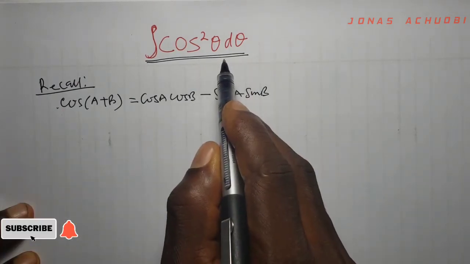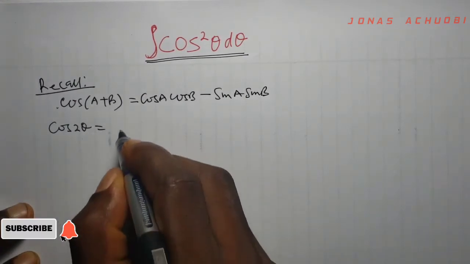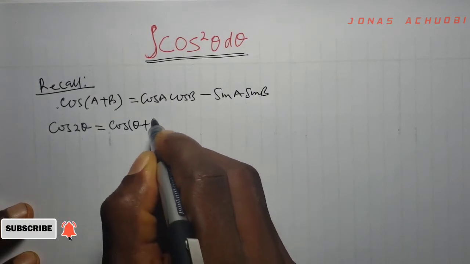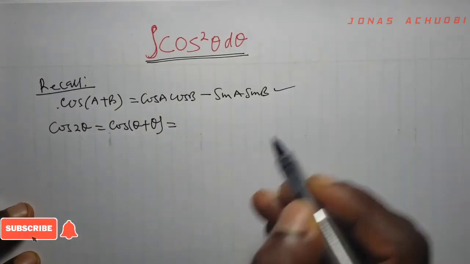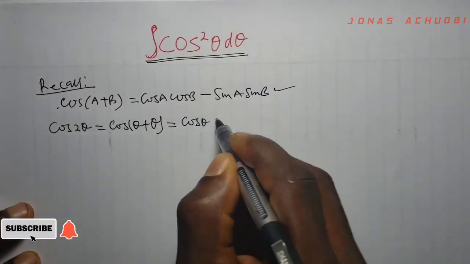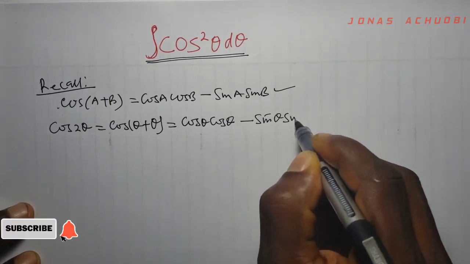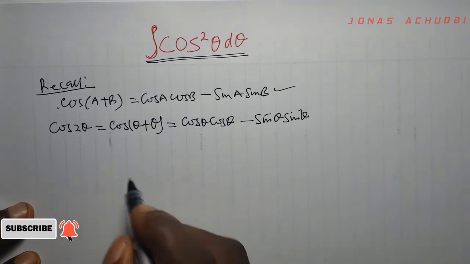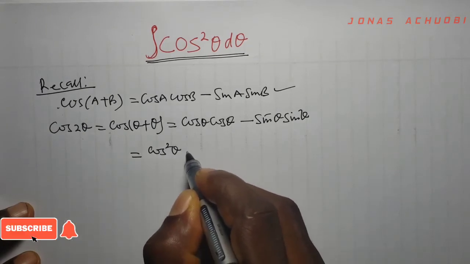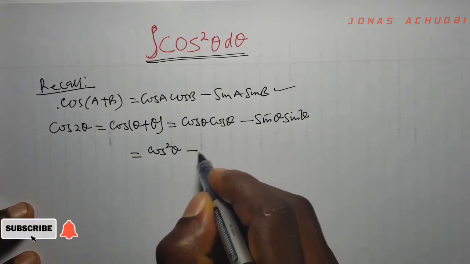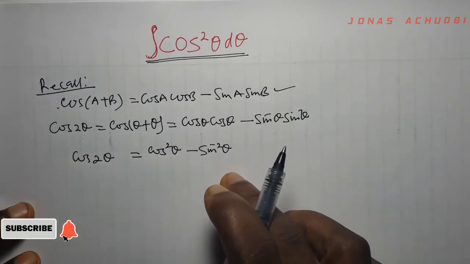For this integration, we require to know what is cos 2 theta. So this is equal to cos of theta plus theta, since theta plus theta is 2 theta. According to this, it gives us cos theta cos theta minus sin theta sin theta. So this is equal to cos squared theta minus sin squared theta. So we have that cos 2 theta is equal to this.